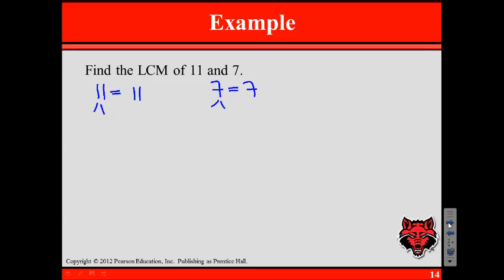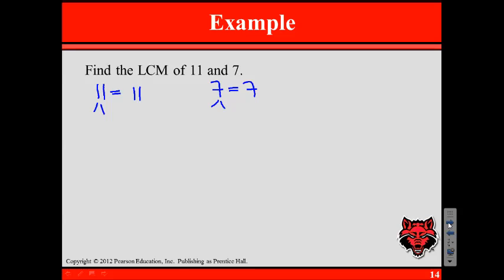So step 1, while it seems trivial, is finished. The prime factorization of 11 is 11 because 11 is a prime number. The prime factorization of 7 is 7 because 7 is a prime number. So we skip directly to step 2. In each prime factorization, we have 11s and we have 7s.